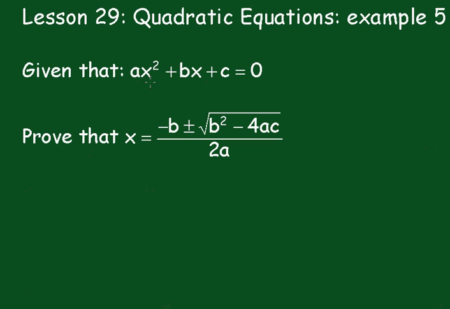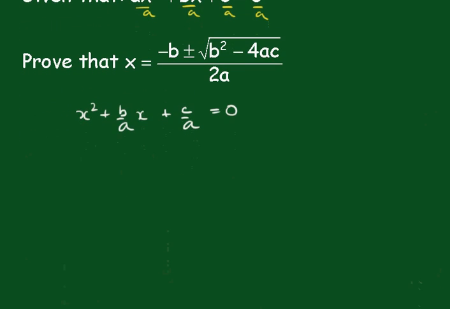Now what I'll do, I'll divide throughout by a. Divide all this through by a. And we get this result, x squared plus b on a x plus c on a equals 0. Now what I'll do now is I'm going to complete the square. So what I'll do, I'll take the c on a across the other side, making it minus c on a.